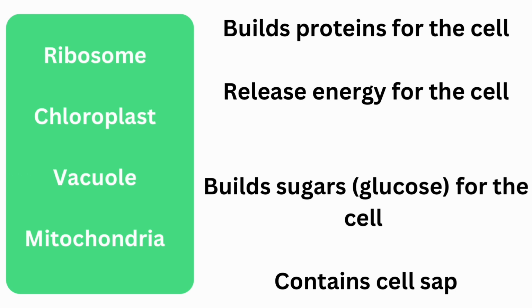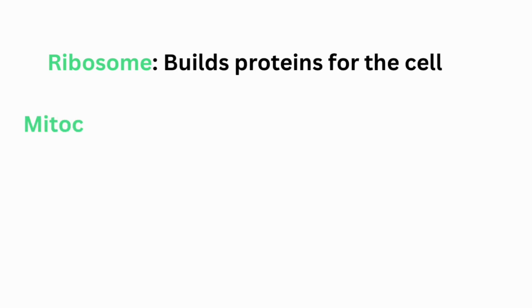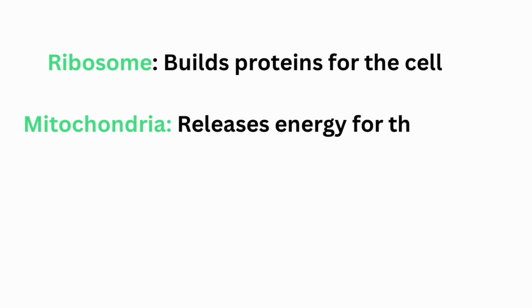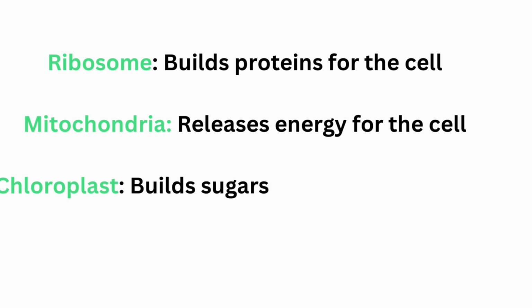So you need to decide which description goes with which key word. And the final answer is coming in 3, 2, 1. So here's the answer. The ribosomes build proteins for the cell. The mitochondria release energy for the cell through respiration. The chloroplasts build sugar or glucose for the cell. And the vacuole contains the cell sap. So have a look, see how you've done.